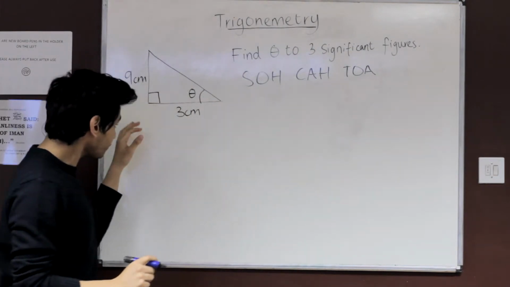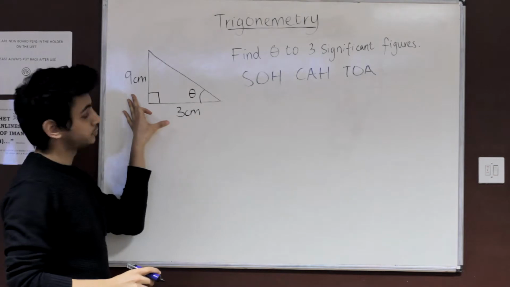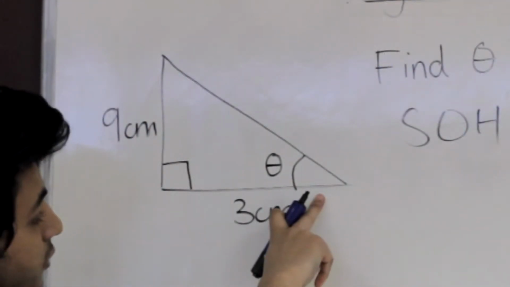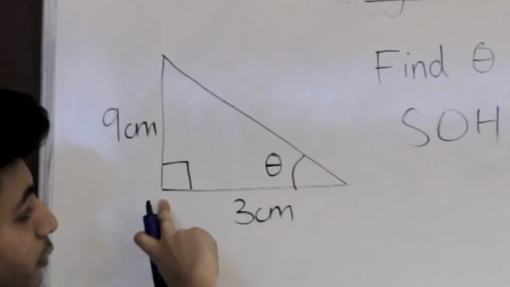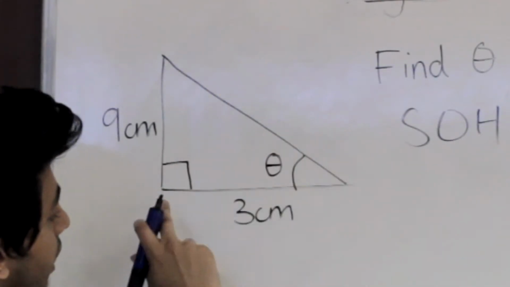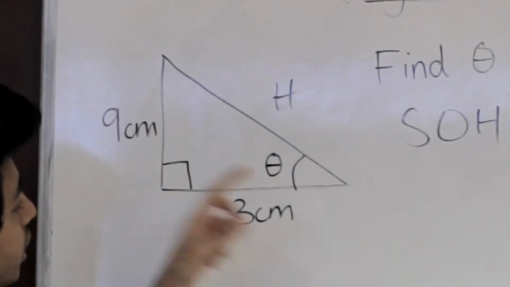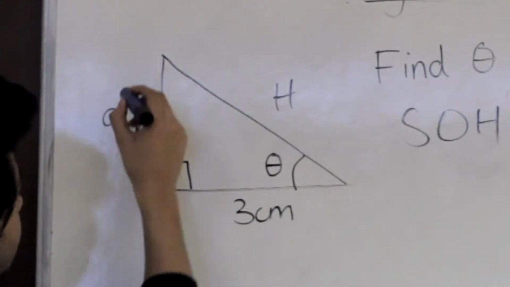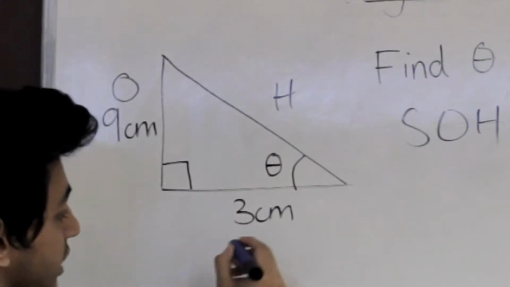Now, if we look at our triangle, the first thing we need to do is label it. Here's the angle we're trying to find, and here's our 90-degree angle, our right angle. Going back to what I went through previously, the side opposite our right angle is the hypotenuse. The side opposite our angle is our opposite, and the remaining side is our adjacent.